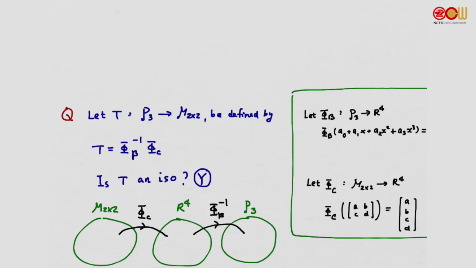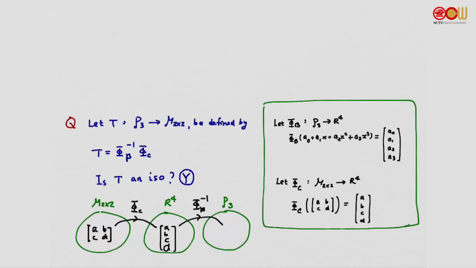And the phi C goes from M2 by 2 to R4. So this is M2 by 2 and this is R4. It maps a matrix abcd to a vector abcd in R4. And then phi B inverse.